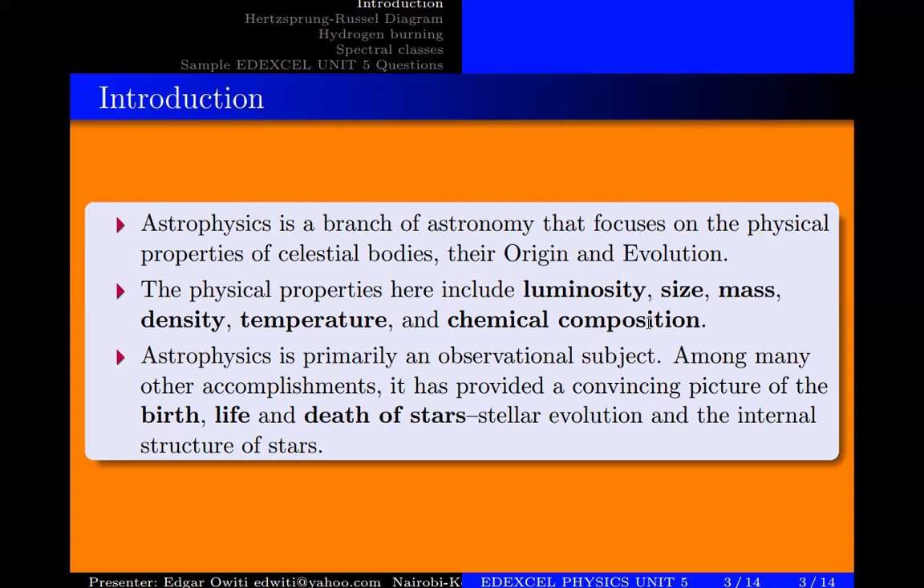So astrophysics is primarily an observational subject because it is based on what is observed. The radiations that come from those celestial bodies are analyzed to determine their distance and the amount of light they give, and based on those two parameters, it is possible to identify the time of birth of a star, the life, and the death of a star. All that is the life cycle of a star, which is just referred to as stellar evolution.